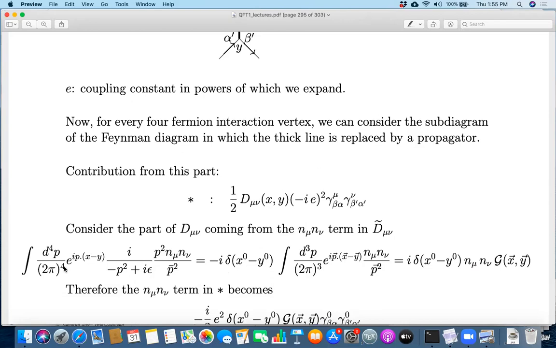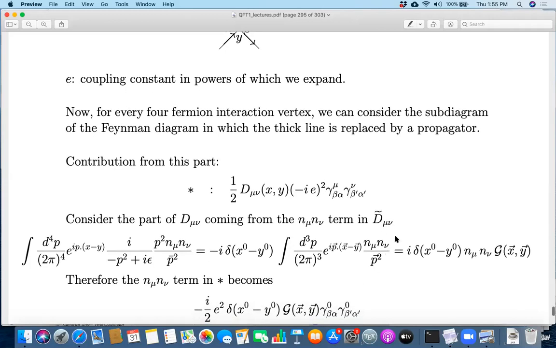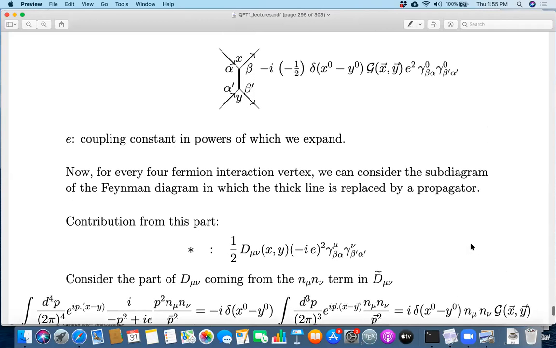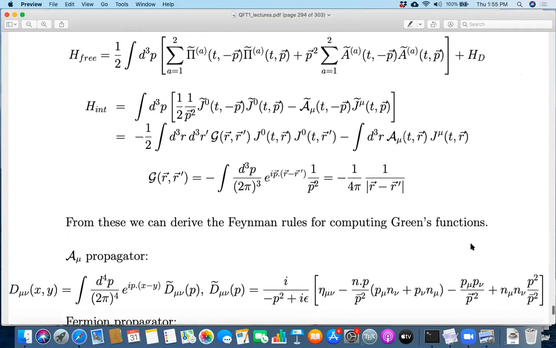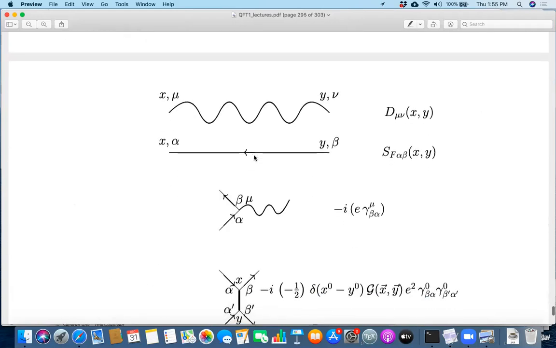So the 2 pi cancels one of the 2 pi's. You are left with d cube p over 2 pi cube e to the I p vector dot x minus y, and then n mu nu over p vector square. And this, of course, you will recognize as our gxy. The definition of gxy had a minus sign, but otherwise it's exactly this. You see, other than the minus sign, you have exactly this expression that we got there.